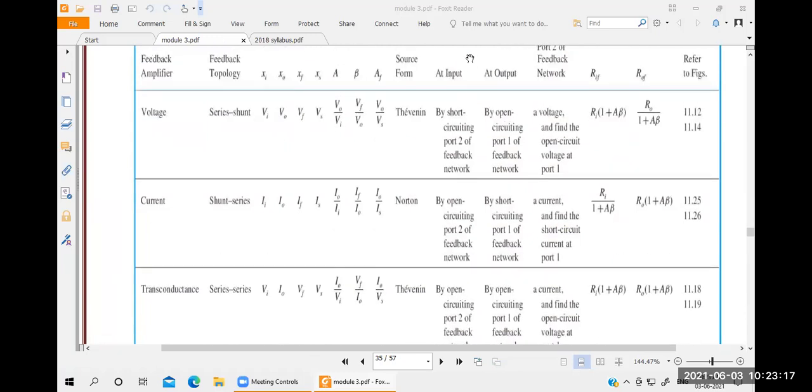Same thing, you can write for the output side also. So what happens at the output side? Open circuit at the input side of the feedback network. Then for the current amplifier, short circuiting the input of the feedback network.